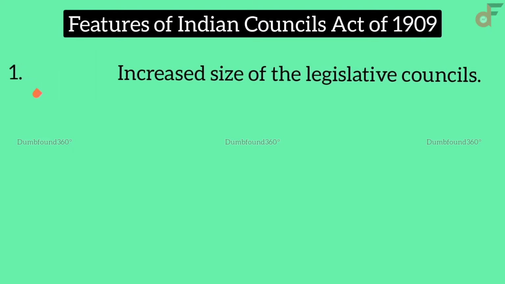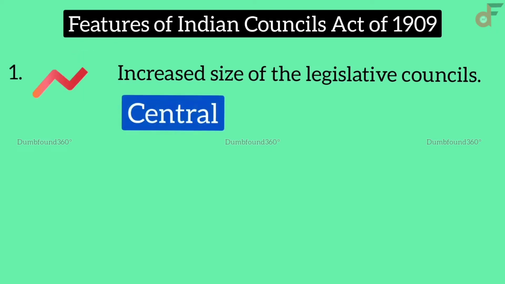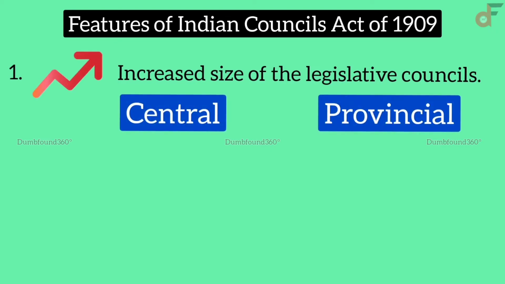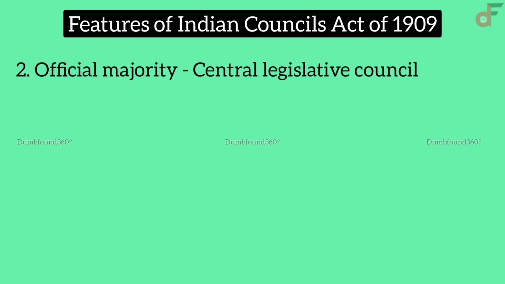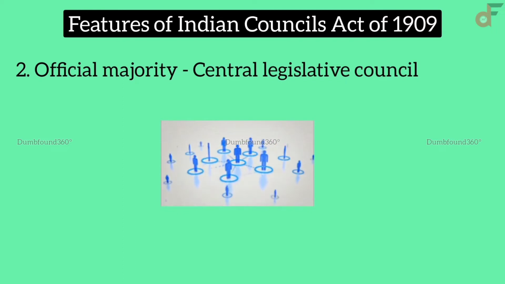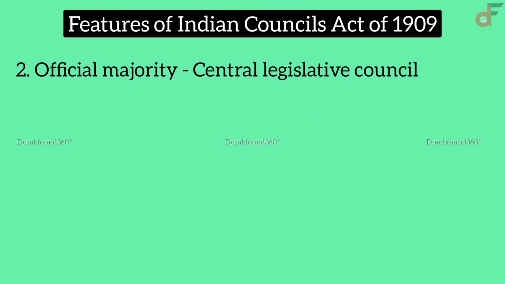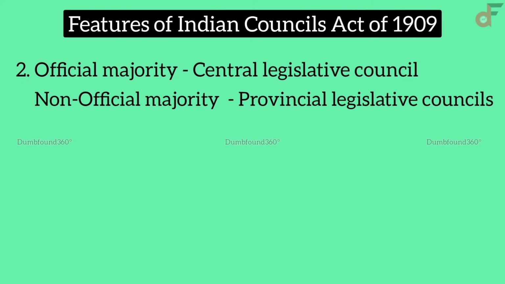It considerably increased the size of the legislative councils, both central and provincial. The number of members in the Central Legislative Council was raised from 16 to 60. The number of members in the Provincial Legislative Councils was not uniform. 2. It retained official majority in the Central Legislative Council but allowed the Provincial Legislative Councils to have non-official majority.